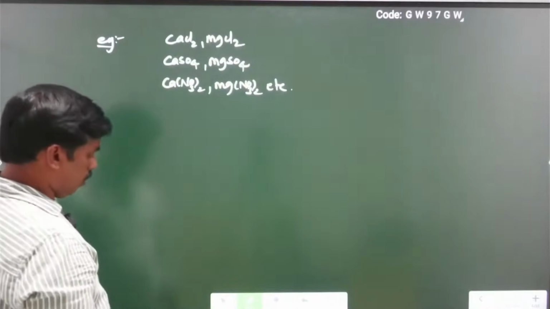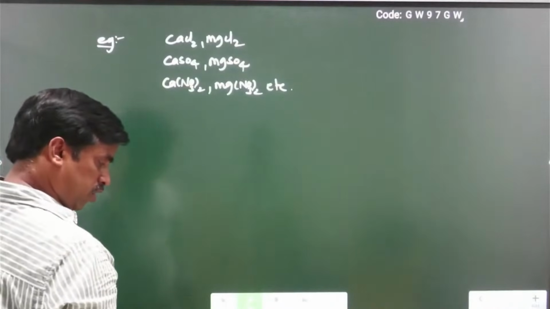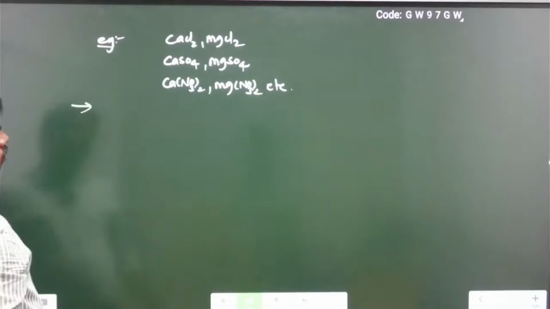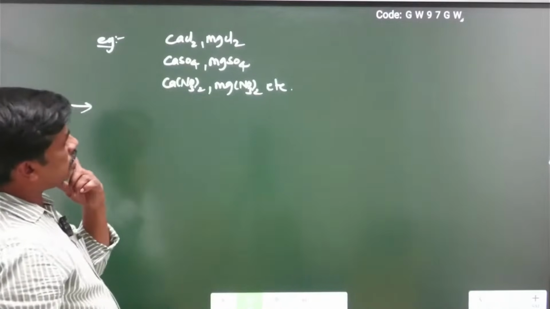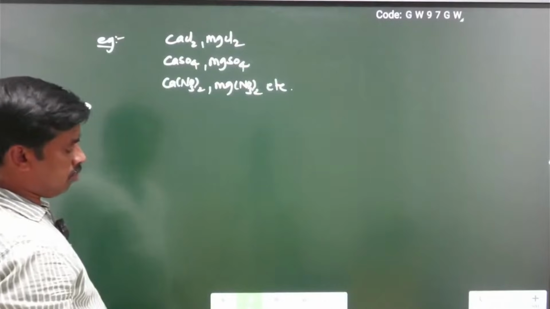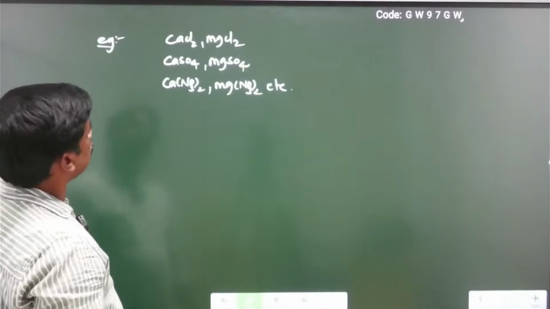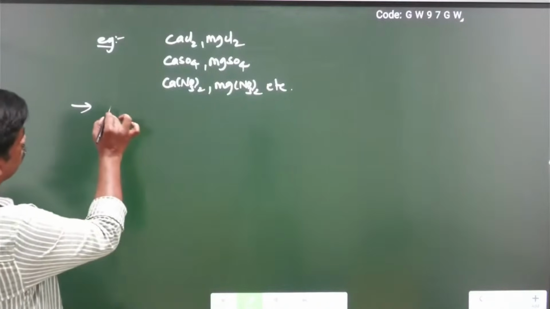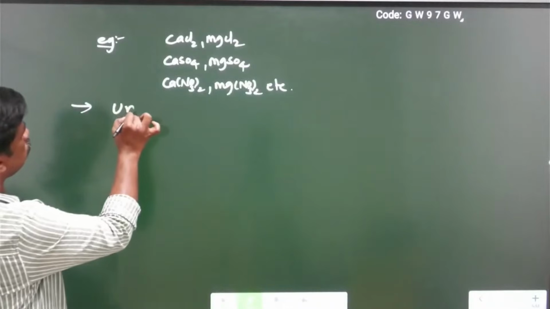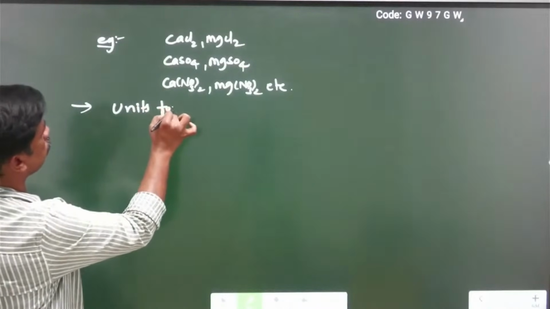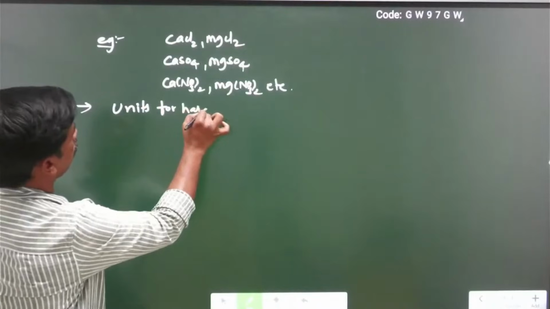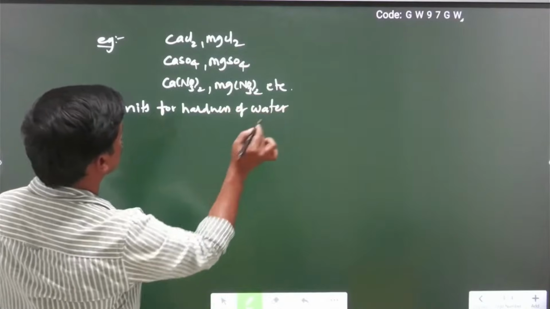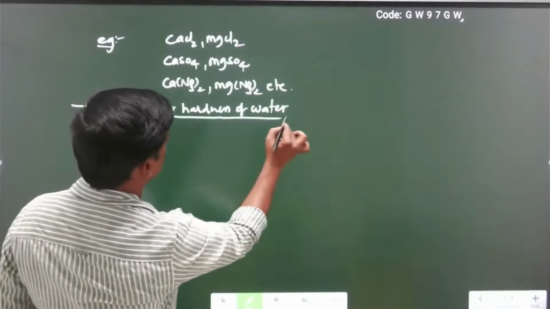Okay. Next we have continuation topics. After types of hardness of water, we have continuation topics in diploma. Here, what more? Units for hardness of water. What are the units for hardness of water?